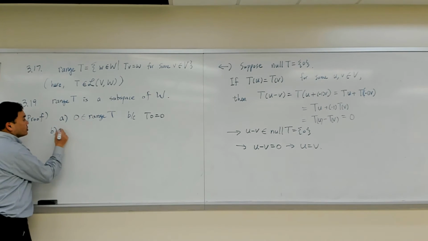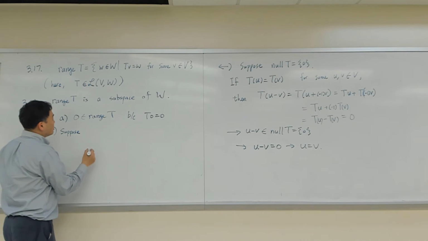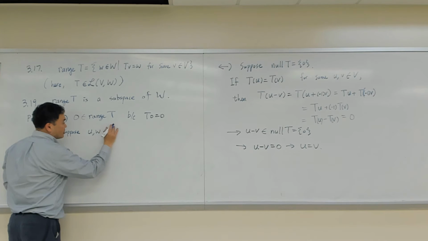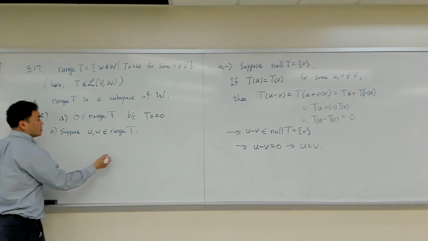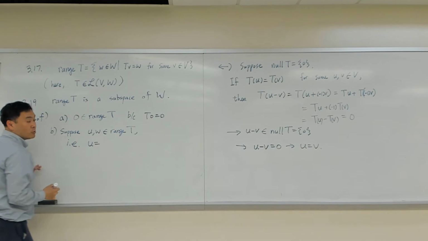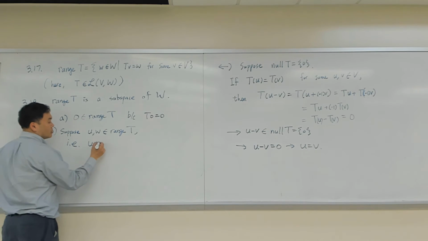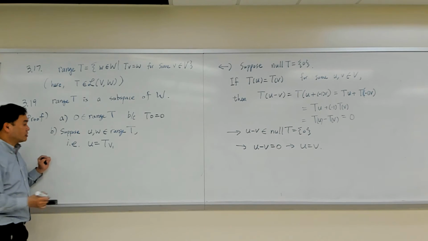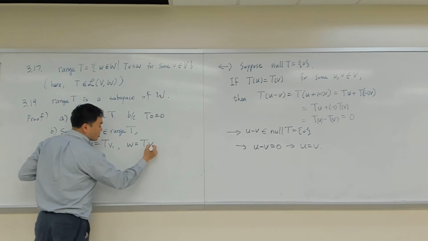Okay, B. Suppose u, w are in the range of T. Now what does that mean? u is equal to T of some vector in V, right? And w is also T of another vector in V.